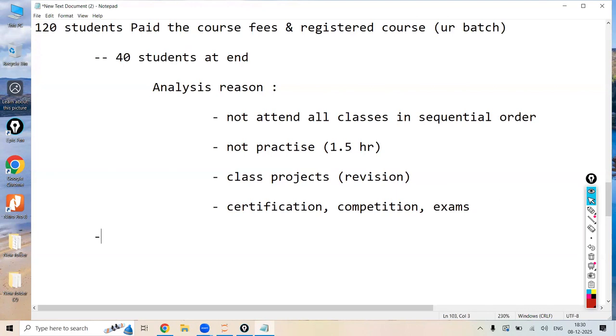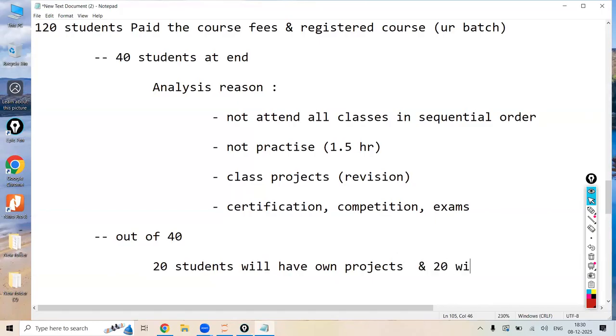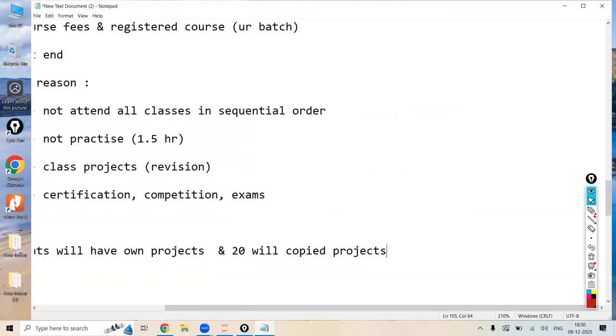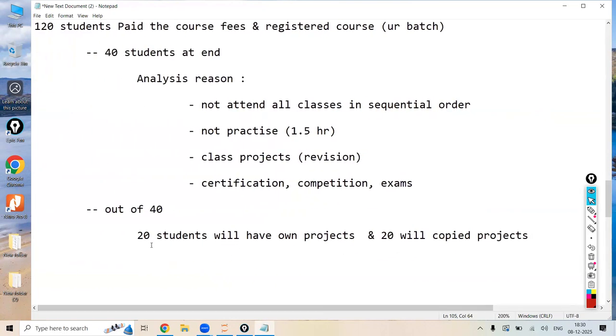So these are the multiple reasons why at the end only 40 students will be left. Out of these 40, only 20 students will have their own projects. The remaining 20 will have copied projects. Copied means one of their friends does the project and they directly take that one, or they find it on the internet and copy it. So they are called copied projects. 20 people will do their own projects, 20 people will do copied projects.